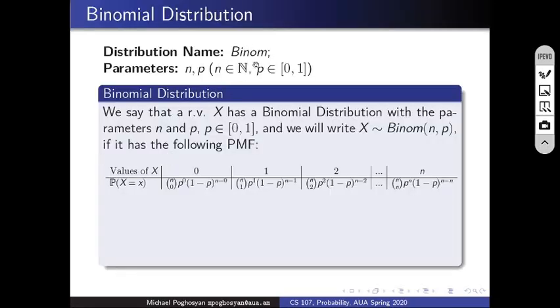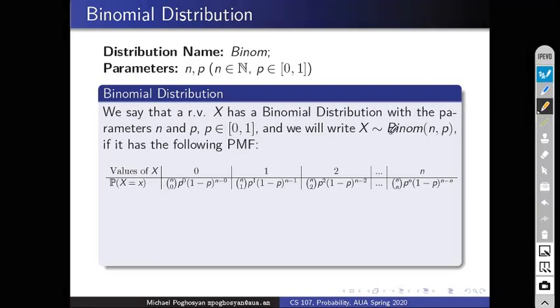The name is binom. I am denoting that by binom, and it has two parameters, n and p. We will say that X is a binomial distribution with parameters n and p, and we will write it in this way. So this is the notation for binomial distribution. n is a natural number and p is a real number between 0 and 1. p is a probability of success. We will talk about that soon. So p is a probability.